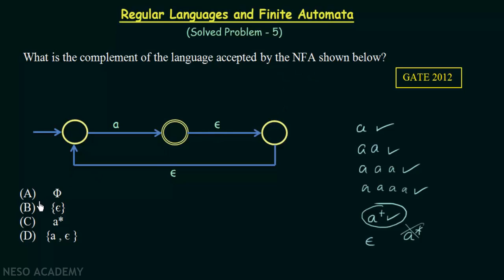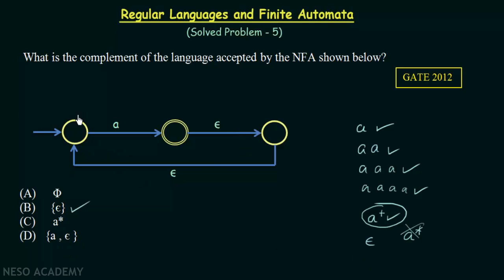If we look at the options, we have option A as phi, B as epsilon, C as A closure, and D as A and epsilon. So the correct option should be option B, which is epsilon or the blank symbol. It cannot be A, which is phi, and it cannot be C, which is A star, because I already told you why, and it cannot be A and epsilon either. If it is A and epsilon, that means at least one A will be there and then epsilon. But that is not the case.